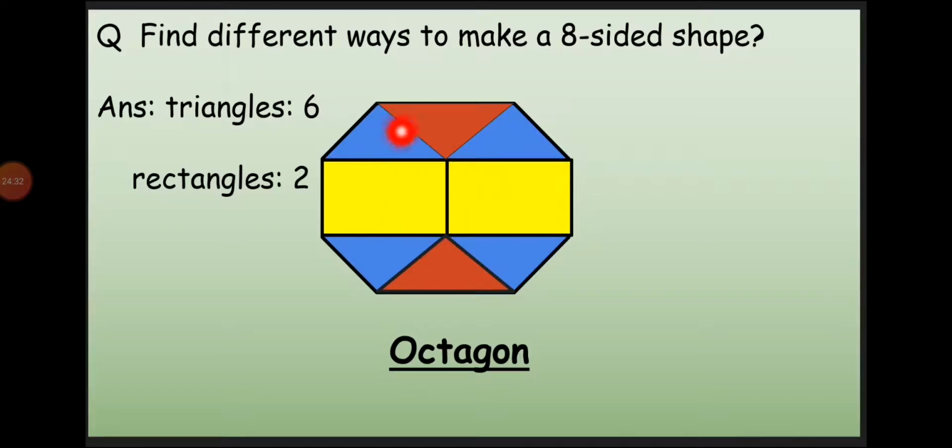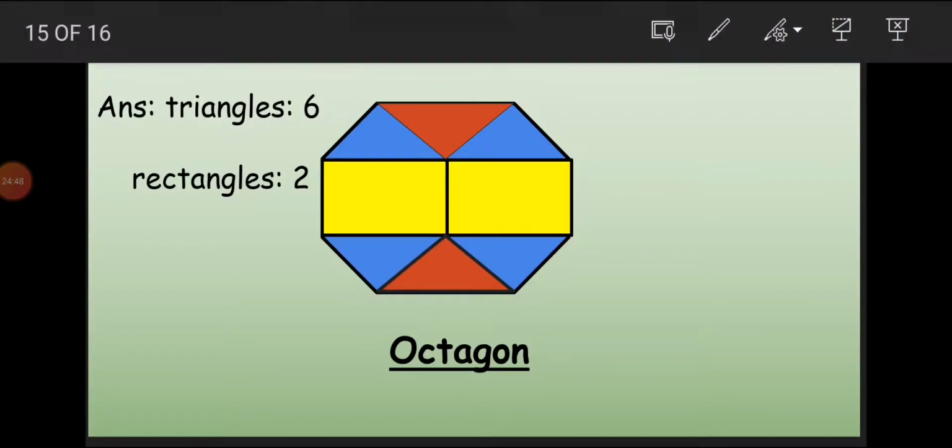Now I made a pattern here. So you can look at that. How many triangles did I make? 1, 2, 3. In the first half I divided into 3 triangles. Then you can see here are 2 rectangles. Then again 3 triangles. I made a pattern here. The triangles are 6, rectangles are 2. It's an octagon. You can make an 8-sided shape by yourself.